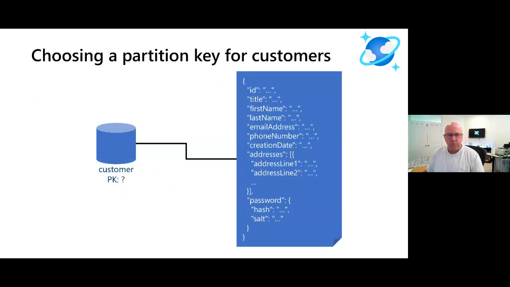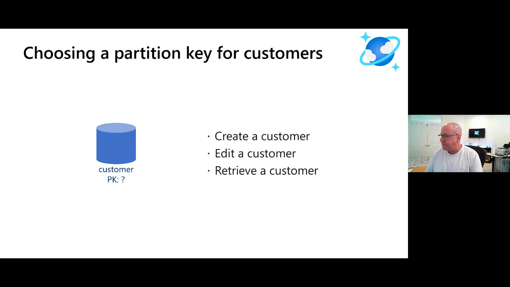All right, so we've got all this knowledge of our partitioning. We need to choose the right partition key for our customers. So let's go back to looking at our access patterns, right? It's always going to come back to this. We have three things we need to do. We need to create a customer, we need to edit a customer, and we need to retrieve a customer. And in this case, we're going to do it by their ID.